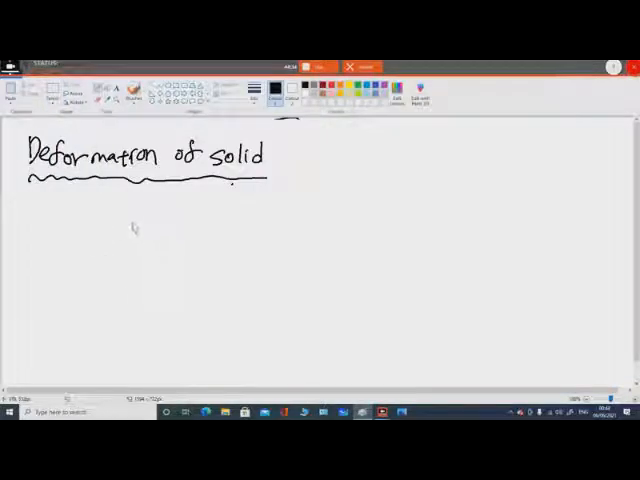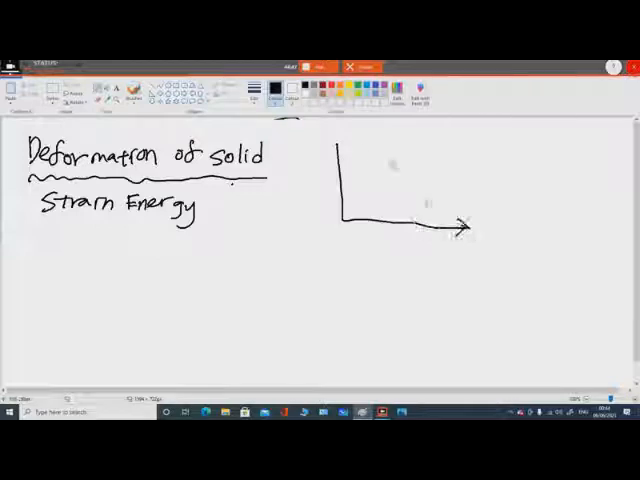Okay, so let's move on to our last part, which is strain energy. Let's say I have a force extension graph. So this is my copper graph for the force extension graph. Okay, so this is the proportional limit. As we know, this is F and this is E.